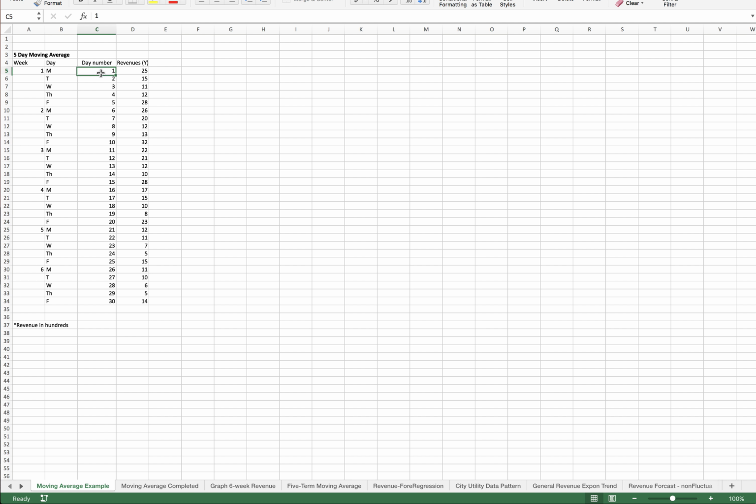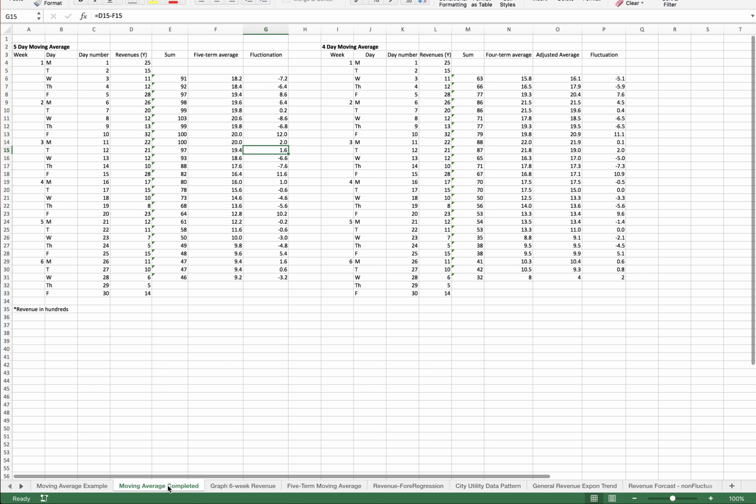And then my numbers are here. Day number 1 through 30, so I'm dealing with 30 days. And then my revenues that I collected on each day are here, okay? And this is represented by Y. So just to keep this brief, I'm going to show you the completed moving average, right? And you have access to the spreadsheet, so you can anytime open this up and look at my calculations, or you can just copy it and paste it into your own sheet and use it at your leisure.